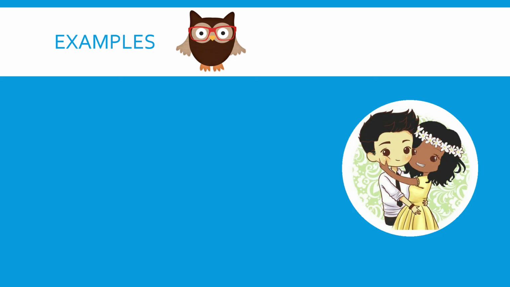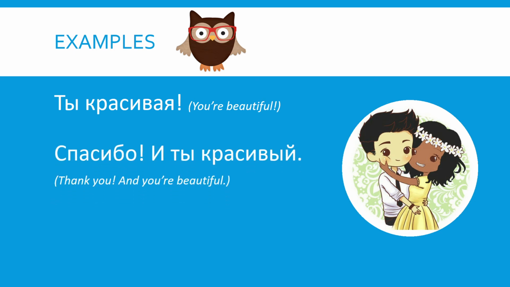So as always, we're going to look at some examples. This is a dialogue between a couple. Ты красивая. You are beautiful. We can tell from this sentence that the person is talking to a female. Ты красивая. Спасибо. И ты красивый. Thank you, and you're beautiful. Now, it's clear that this speaker is talking to a male because of the word красивый. It's in the male form.